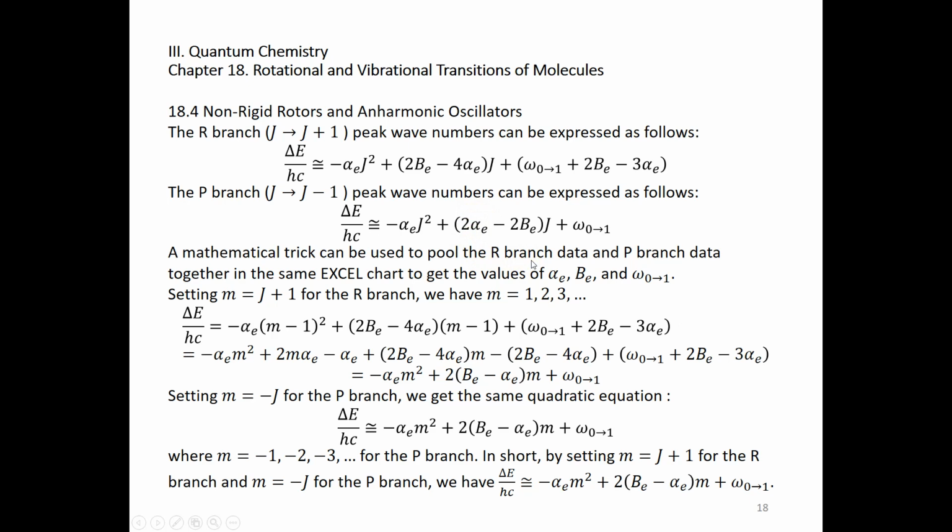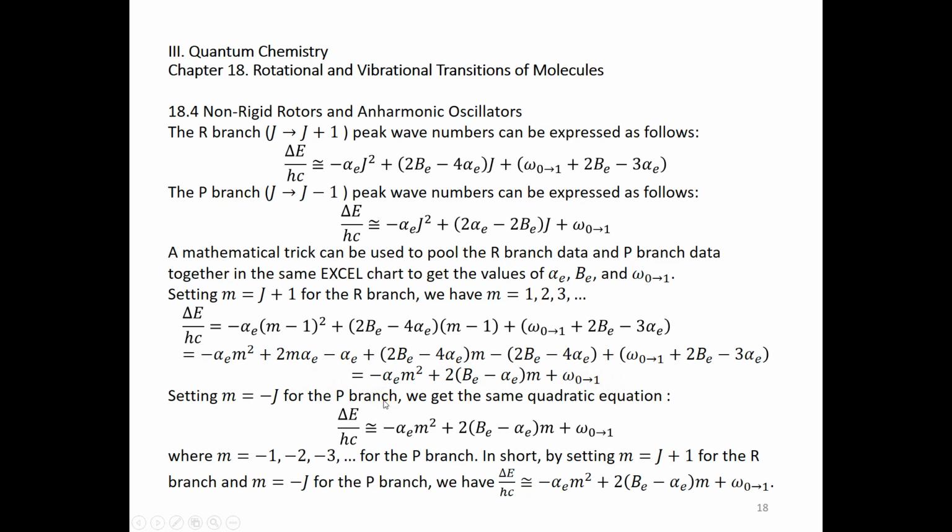The mathematical trick is variable substitution. If we set M to be J plus 1 for the R branch, we'll replace this J with M minus 1, this J with M minus 1, and we get this expression. Of course, it looks more complicated. We expand everything, but then a lot of terms can cancel, and in the end we get a quadratic function of M: negative alpha e M squared plus 2 times Be minus alpha e times M, and then plus this, the pure vibrational transition from 0 to 1 for an anharmonic oscillator.